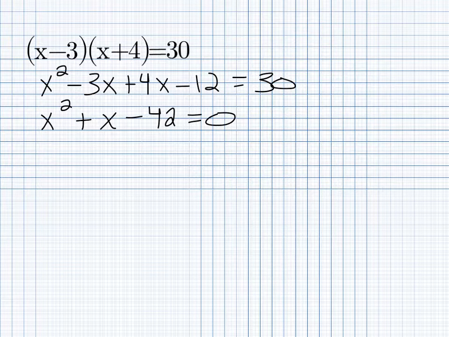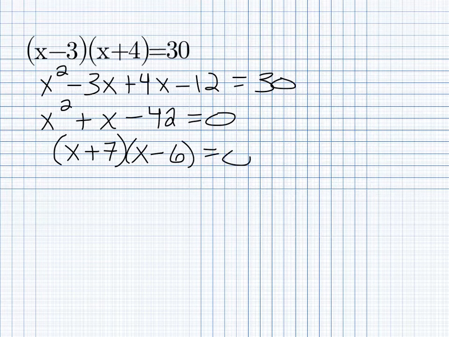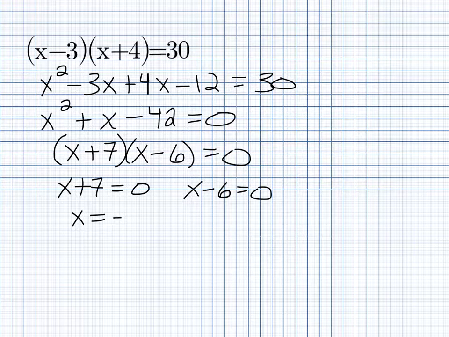So we need two numbers that multiply to negative 42 and sum up to 1 when we add them together. So that's going to give us x plus 7 times x subtract 6 is equal to 0. So we now have our factored form. To solve the equation, we now take our individual factors and set them equal to 0, applying the zero factor property. So that tells us that x is equal to negative 7 is a solution to our equation, and x is equal to positive 6 is also a solution to our equation.